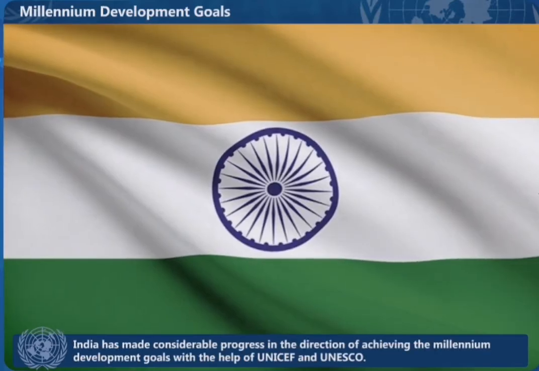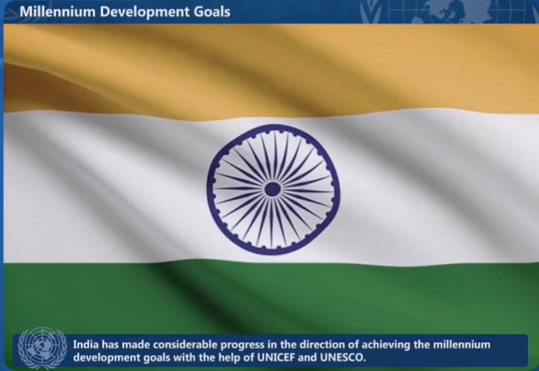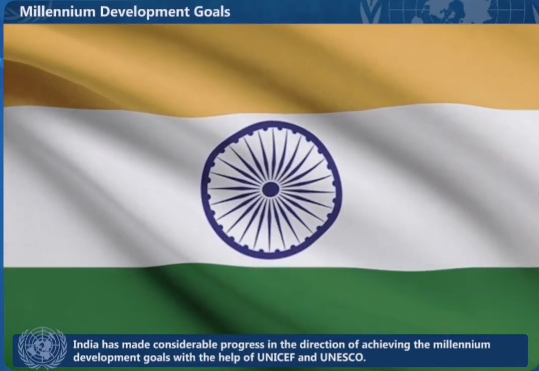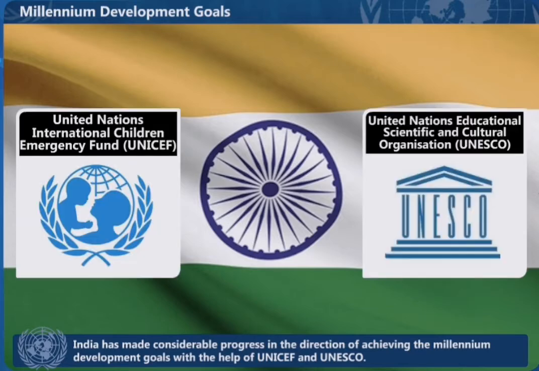India has made considerable progress in the direction of achieving the Millennium Development Goals with the help of UNICEF and UNESCO.